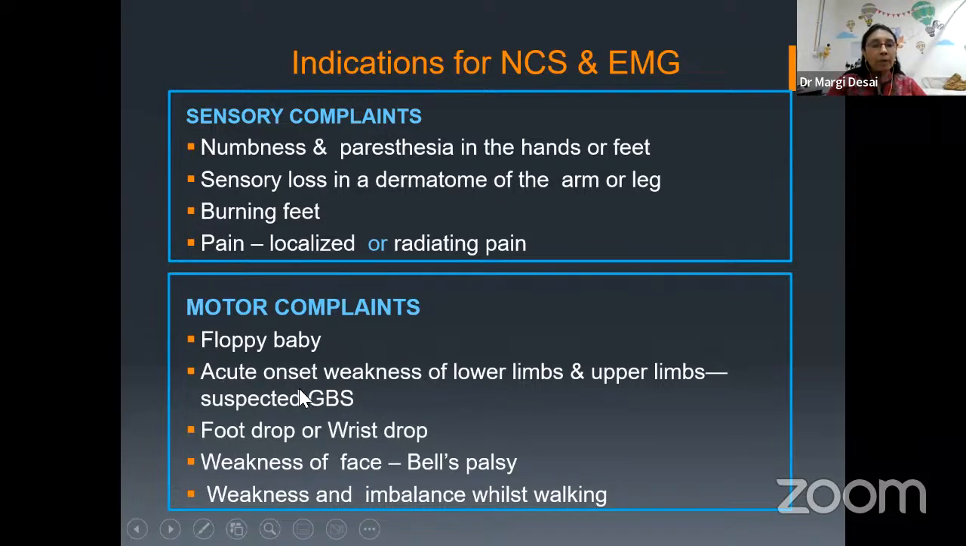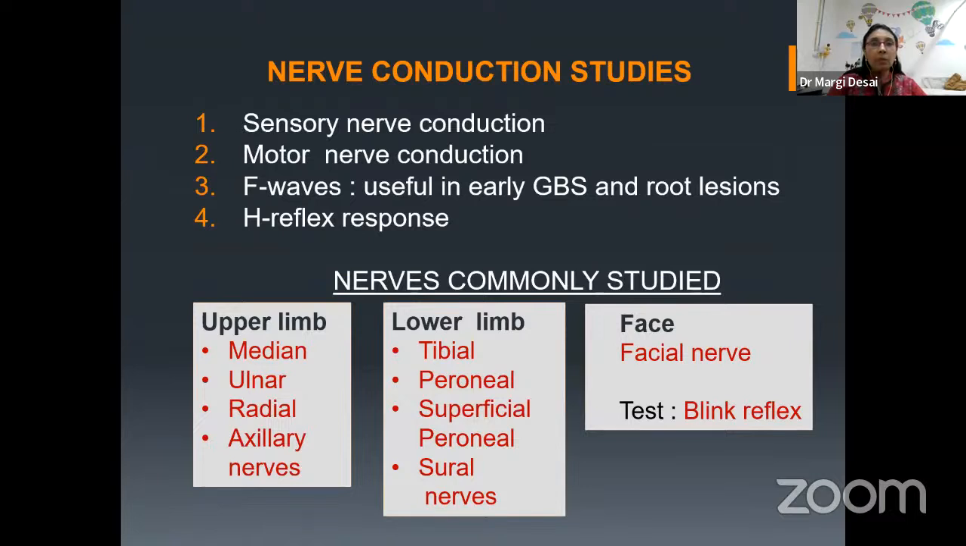Children can also have acute onset weakness of the lower limbs and upper limbs. So when you suspect Guillain-Barré syndrome, the first test you should do is nerve conduction study even before the MRI test. Acute onset foot drop and wrist drop are also indications for nerve conduction and EMG. Similarly, weakness of the face, Bell's palsy, and weakness or imbalance whilst walking is an indication for nerve conduction and SSEP test.